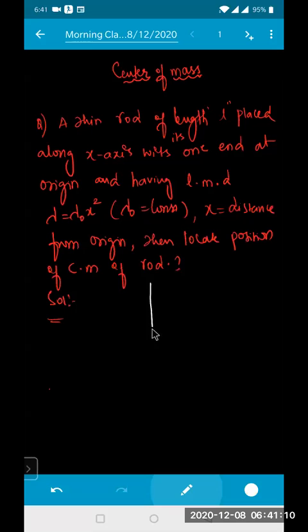Let this be the x-axis, this is the y-axis. We are keeping the rod on this like this. One end is at the origin like this. So this is at the origin. This is the total rod right now. We need to calculate the center of mass.